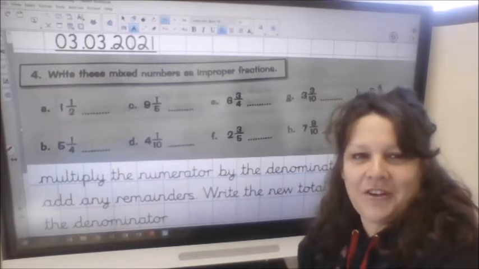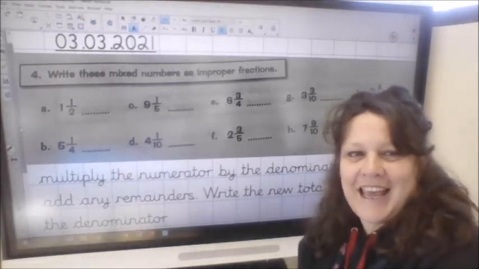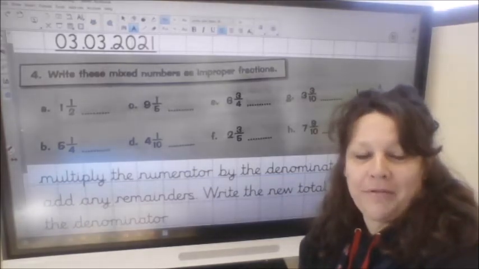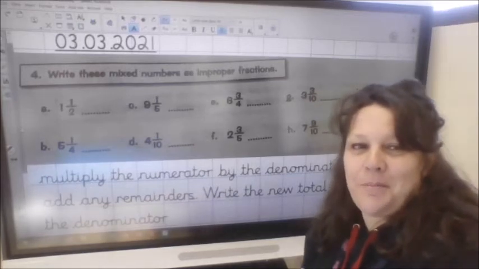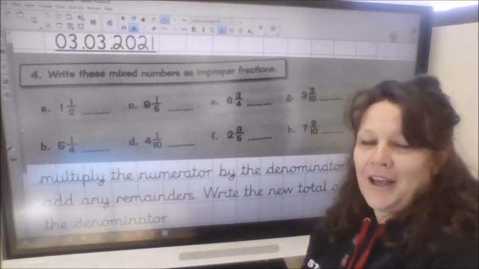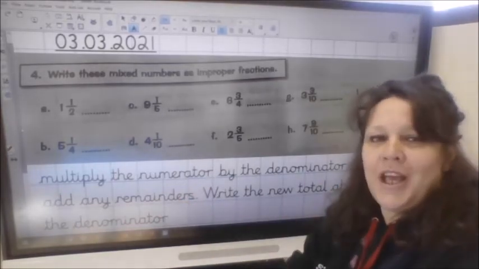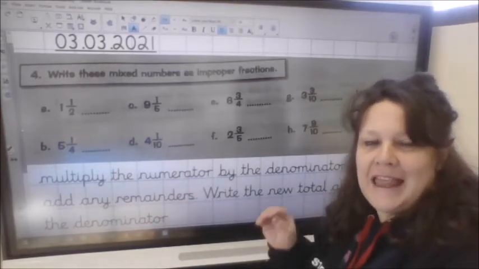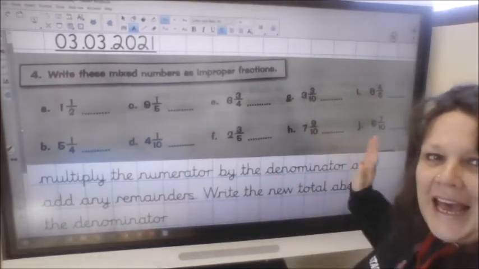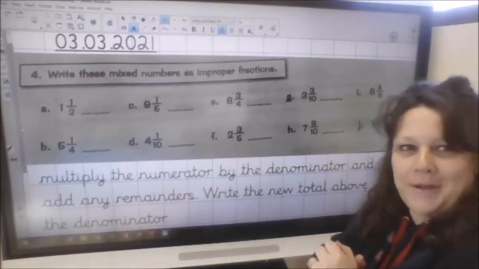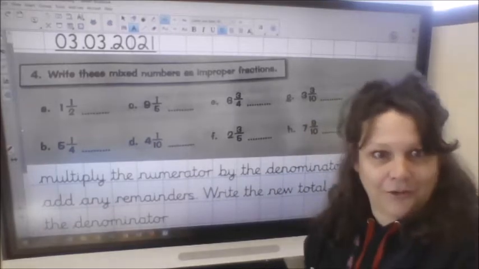We are going to be starting by revisiting some of our old friends again. Yesterday, we converted improper fractions to mixed numbers. Now it's the turn of mixed numbers being converted to improper. So I'm going to just remind you how you do it. I've got a little aide-mémoire at the bottom just to recap the steps, and then hopefully you'll be able to crack on and have a little go at the questions that are on the board behind me. So let's have a little look at number A, I should say.